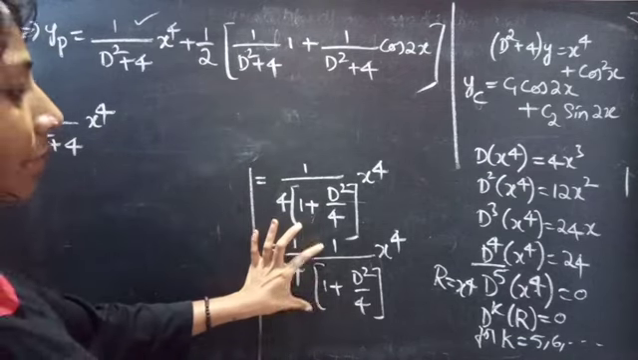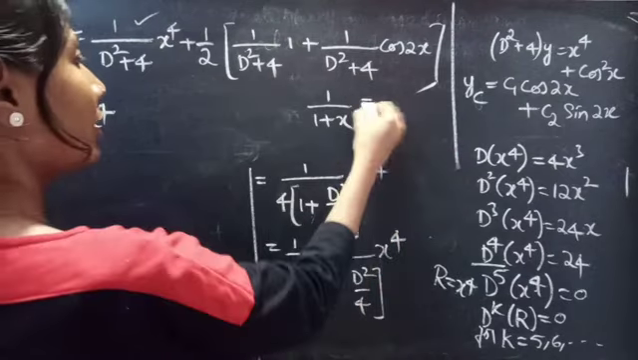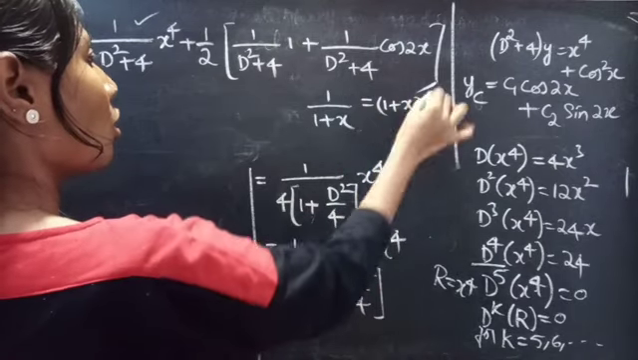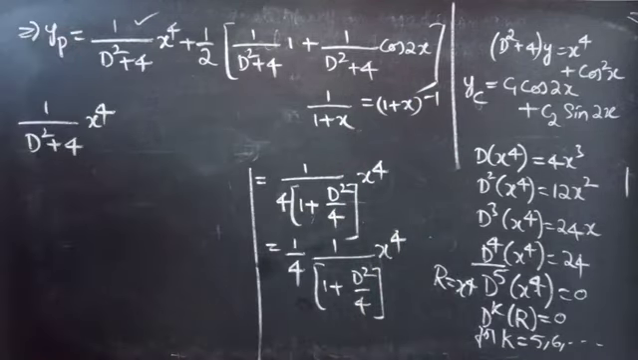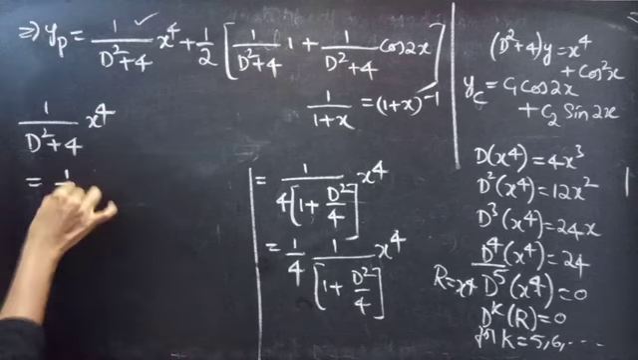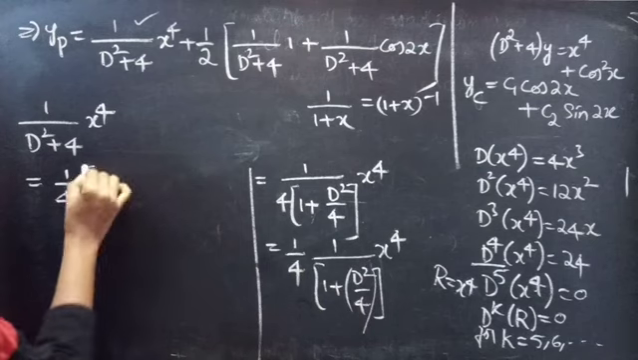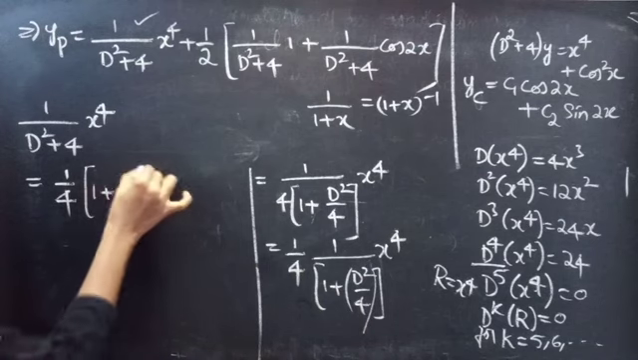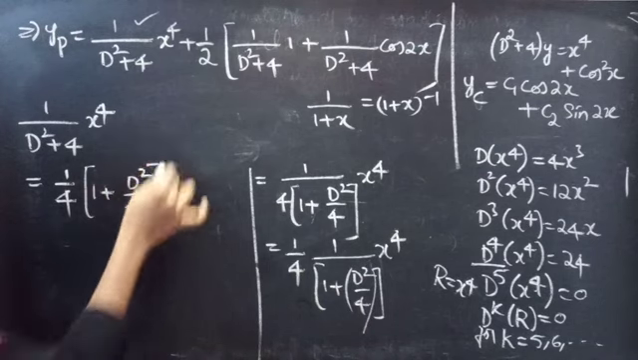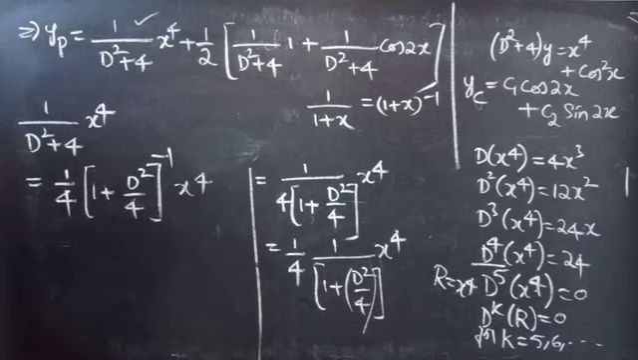See, the second fraction is of the form 1 by 1 plus x. So we can write it as (1 plus x) whole inverse. And finally, we'll use binomial series expansion. So this equals 1 by 4 into, write 1 by 1 plus x as (1 plus x) whole inverse, into x power 4.